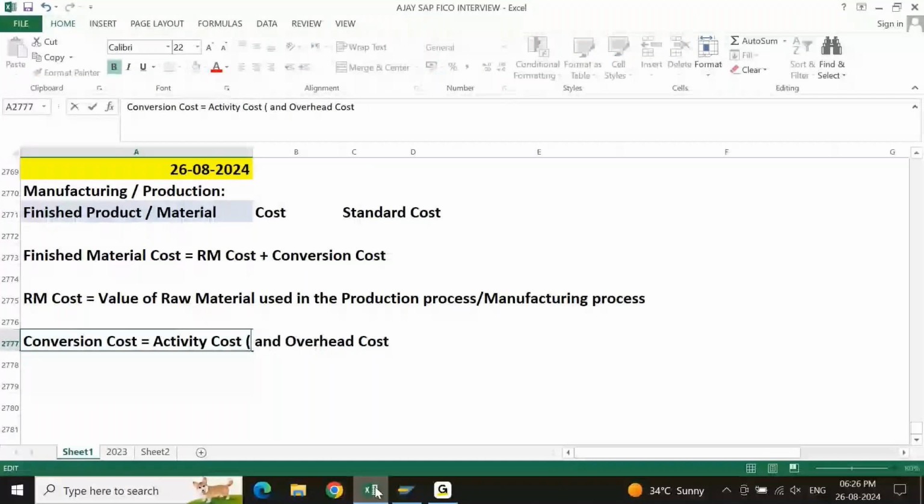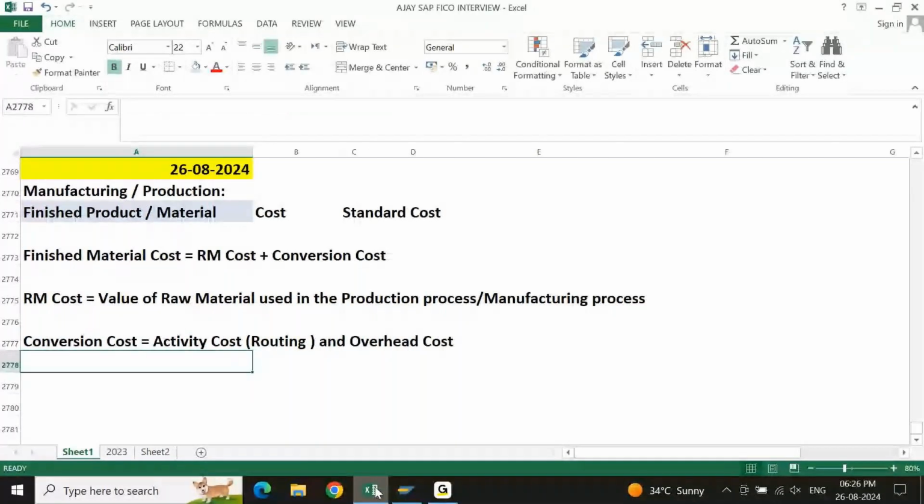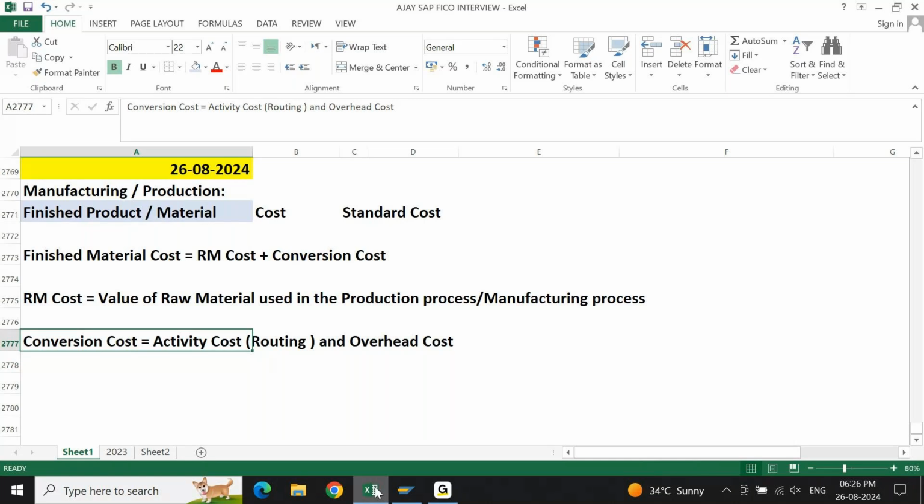Agree? Ajay, is it the process cost also or that is different? Process cost, activity cost, manufacturing cost, it is the same. Different terminology used, but it is the same. Conversion cost, you can also call it as a process cost.